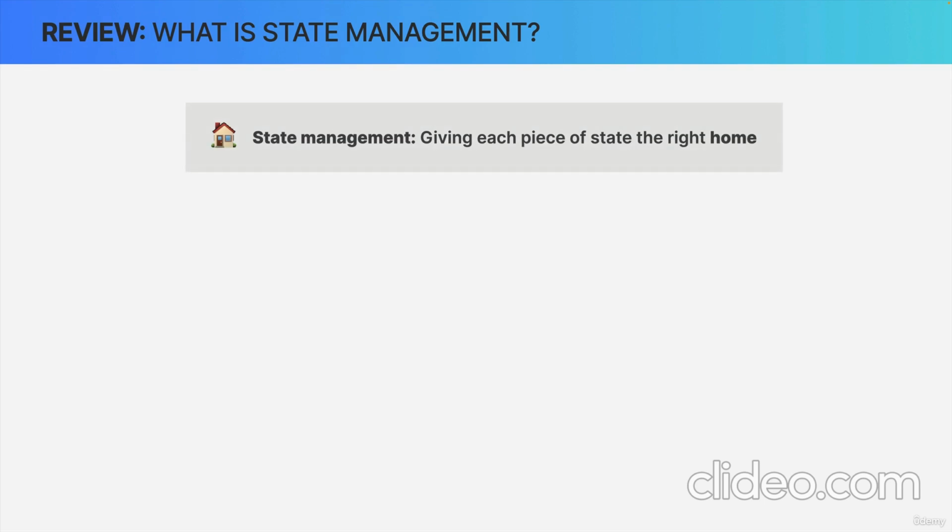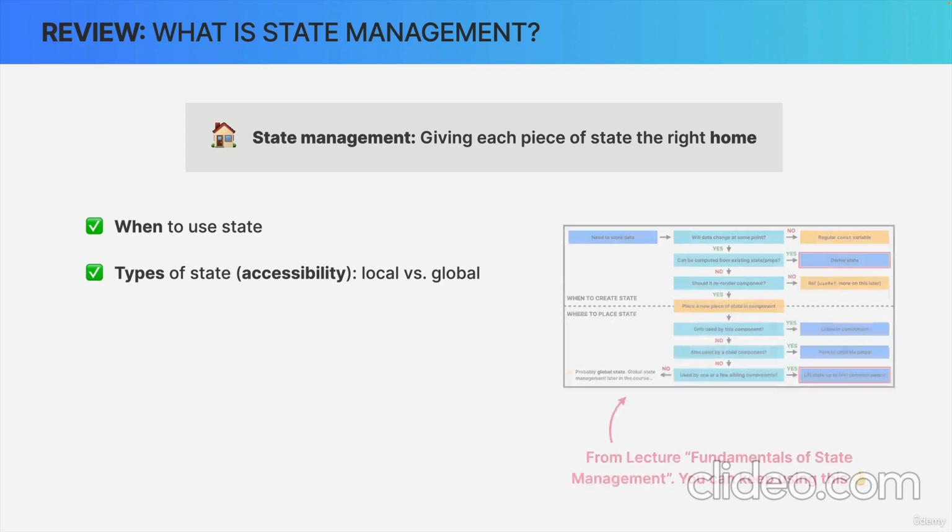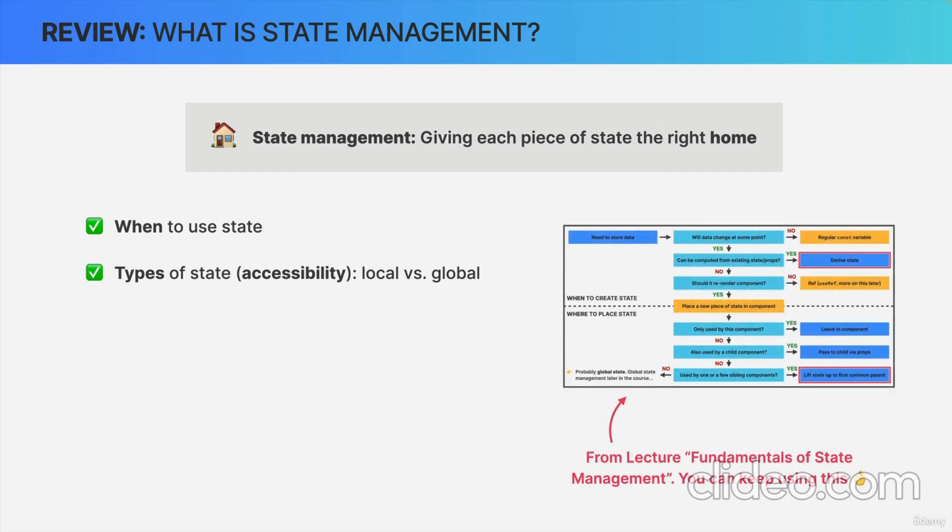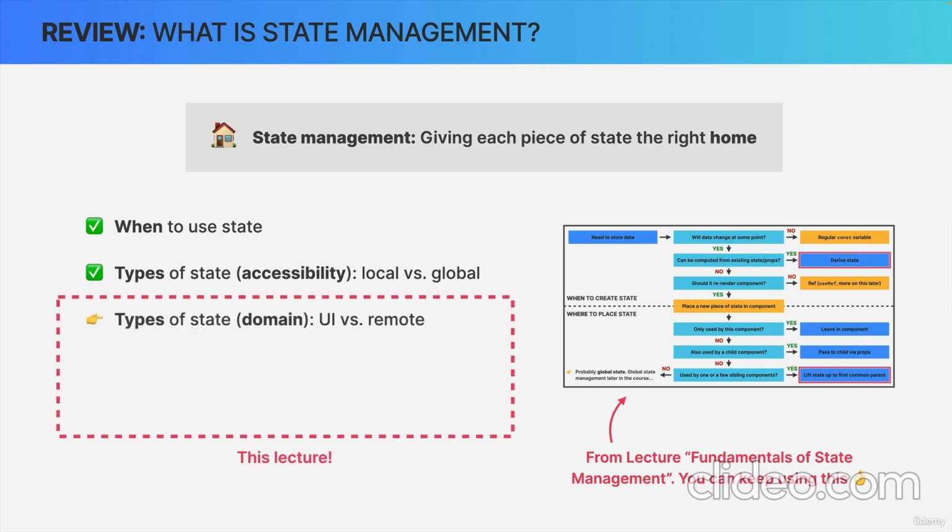home, right? So in that lecture, we talked about when to use state, local versus global state, and I also gave you this handy flowchart to decide when and where to create state, which of course you can keep using. Now in this lecture, we will talk about UI versus remote state. I will show you all the options for where to place state and also all the state management tools that are available to us to manage all these different types of state.